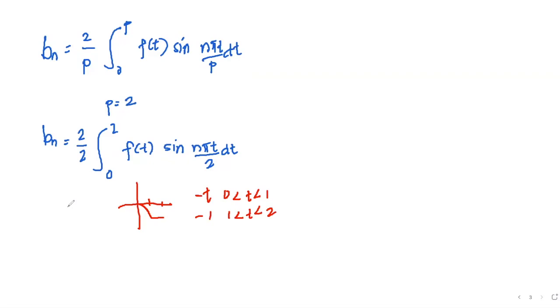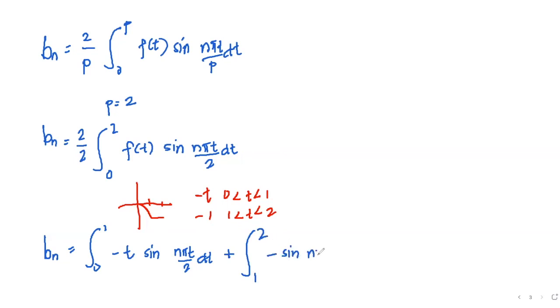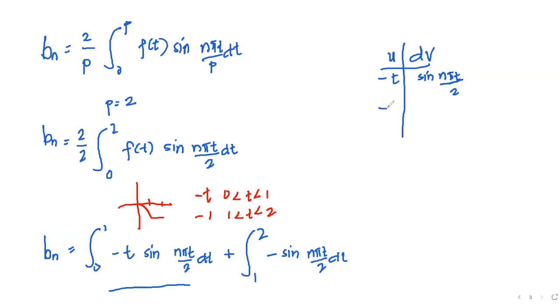Therefore, our b sub n, from this interval 0 to 2, we can write as: from 0 to 1, negative t times sine of n pi t over 2 dt, plus, for the interval 1 to 2, a function equal to negative 1 times sine of n pi t over 2 dt. Now we deal first with the first term. We can solve this integral using integration by parts. Our u is negative t and our dv is sine of n pi t over 2 dt.